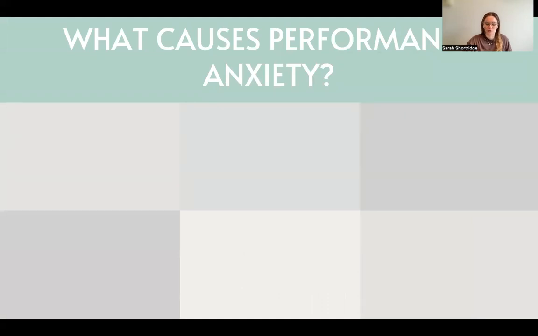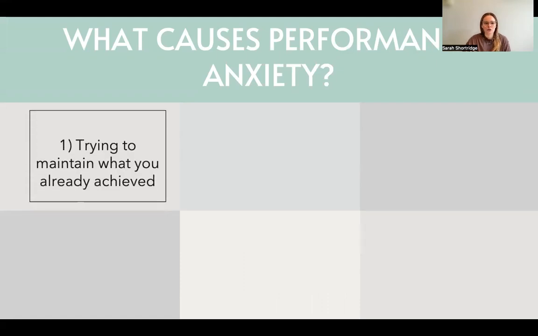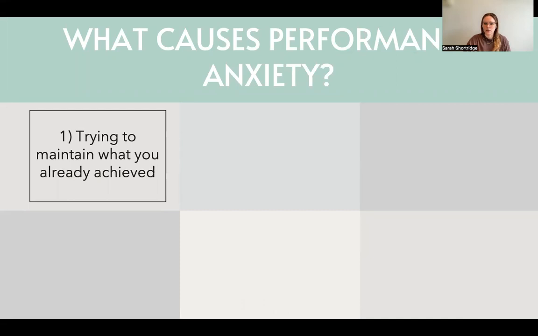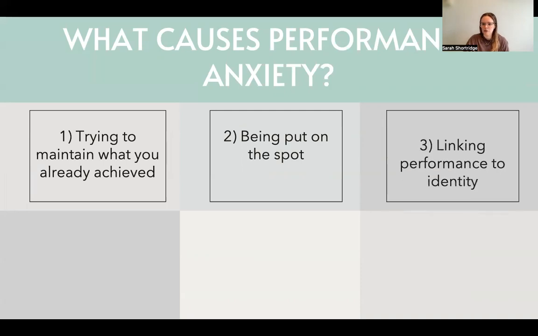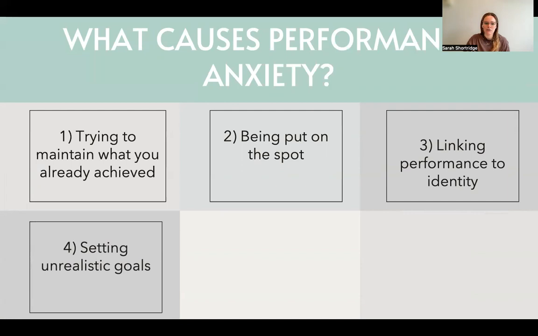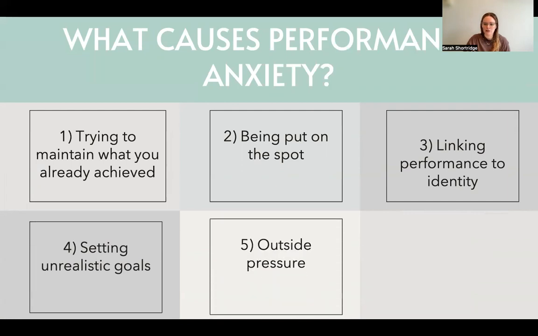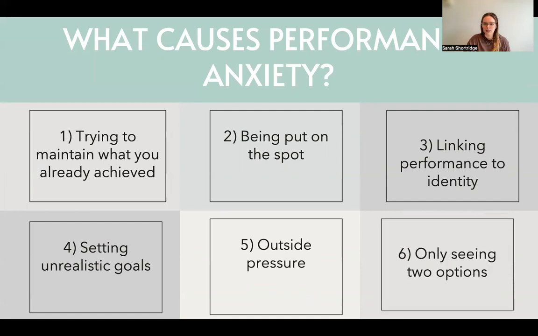Now, for the causes of performance anxiety, there are six of them that I will be talking about today. So the first one is trying to maintain what you have already achieved. Second is to be put on the spot. Third is linking performance to identity. Four is setting unrealistic goals. Five is outside pressure. And six is only seeing two options.